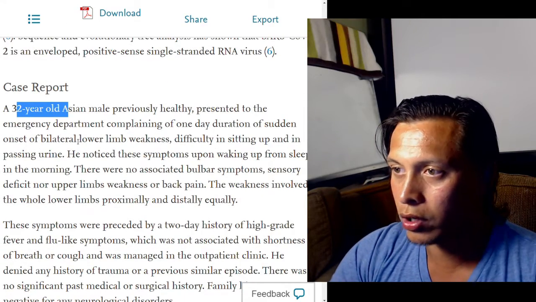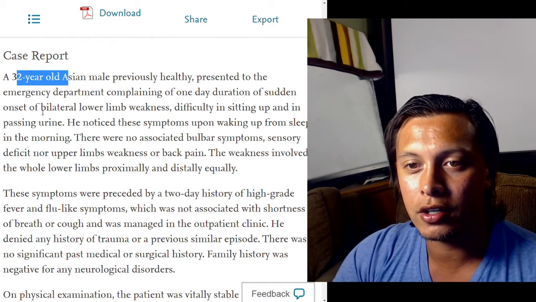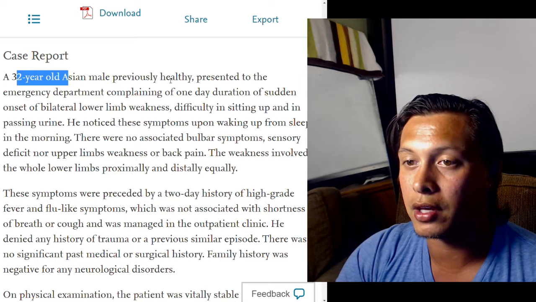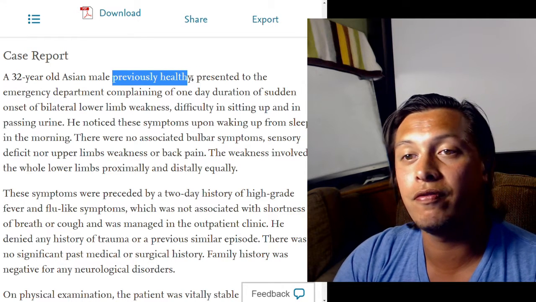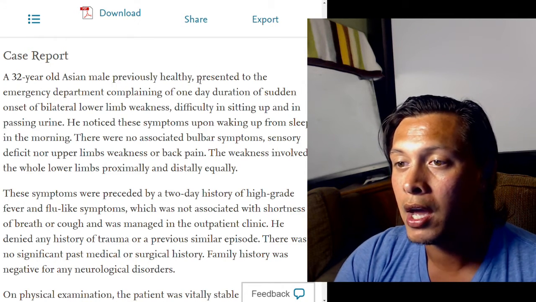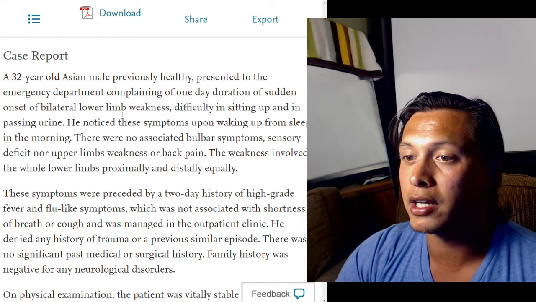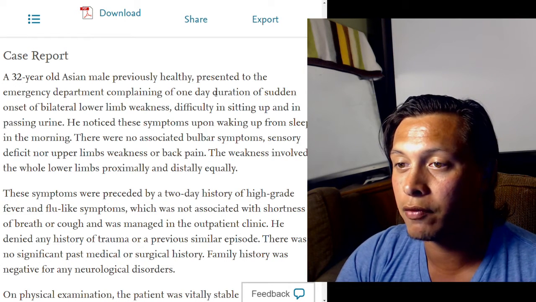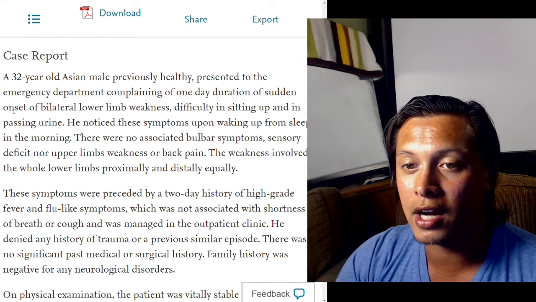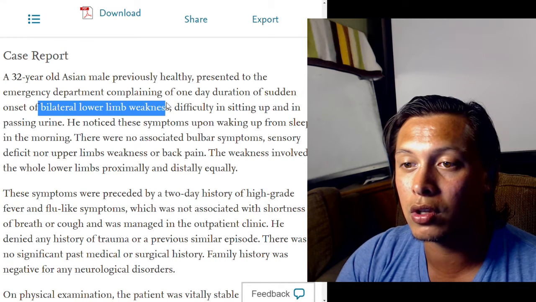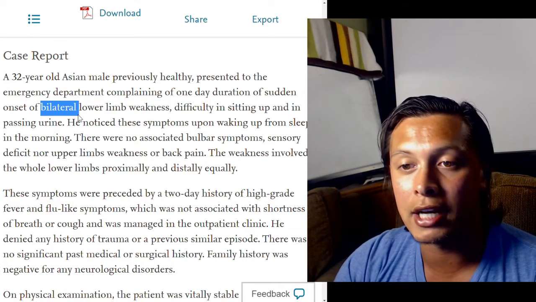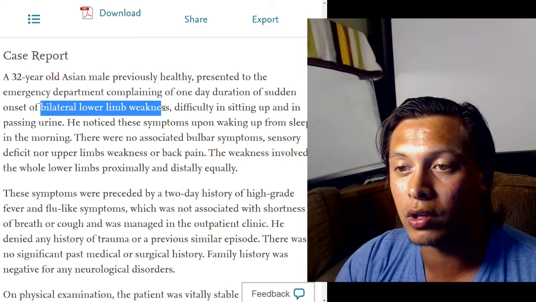So here we're going through a case report. So a 32-year-old Asian man, previously healthy, so few underlying conditions probably, presented to the emergency department complaining of one day duration of sudden onset of bilateral lower limb weakness. So happening on both sides and lower limb weakness.